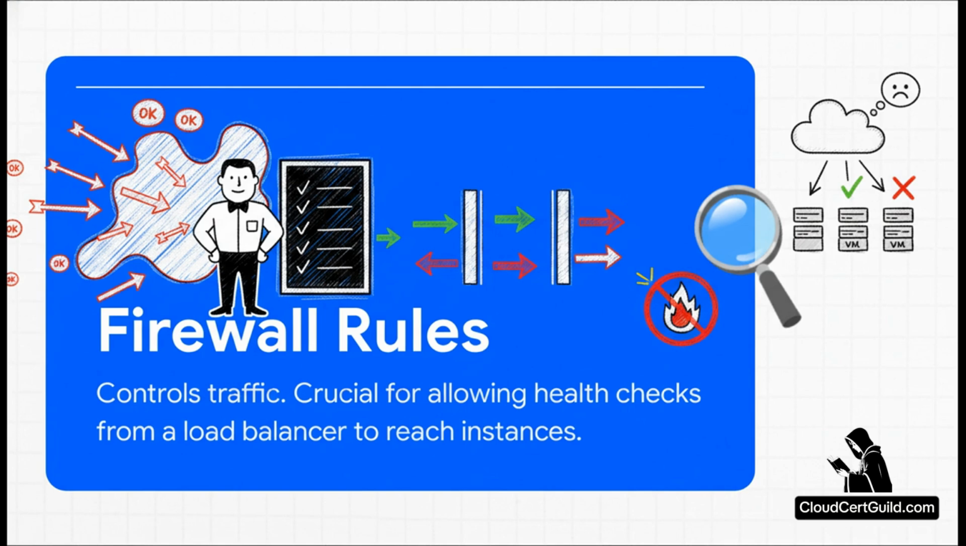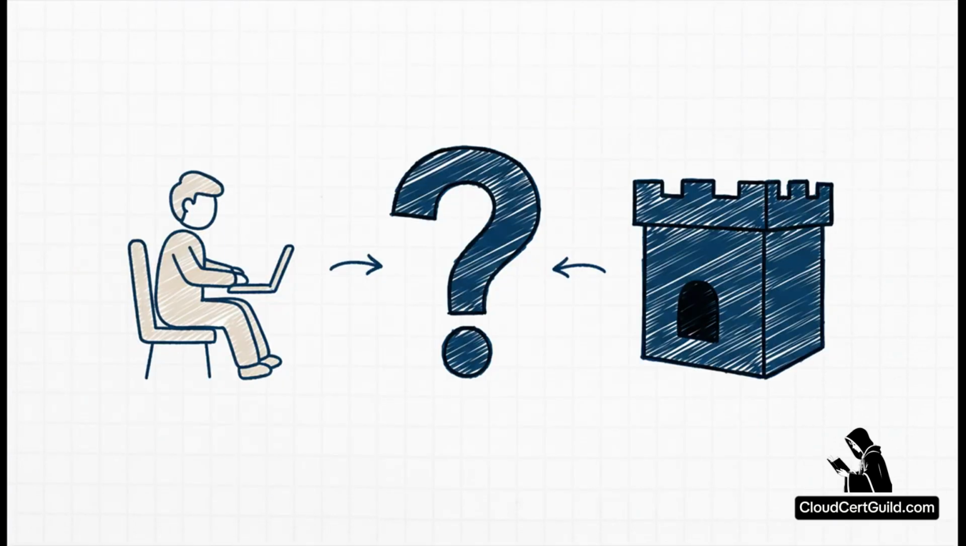This is so important for things like a load balancer, which sends out little health checks to make sure your VMs are okay. If your firewall blocks those checks, the load balancer will think your app is down and poof, it stops sending users to it. So firewalls are great for managing that public entrance. But what if you don't even want a public entrance?